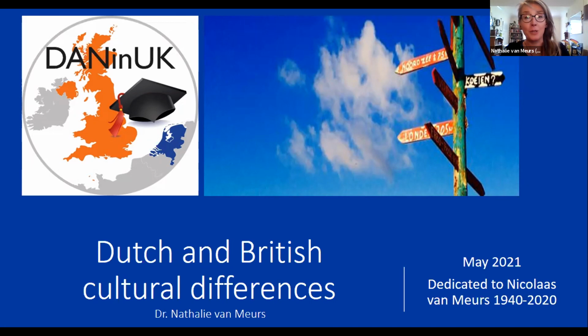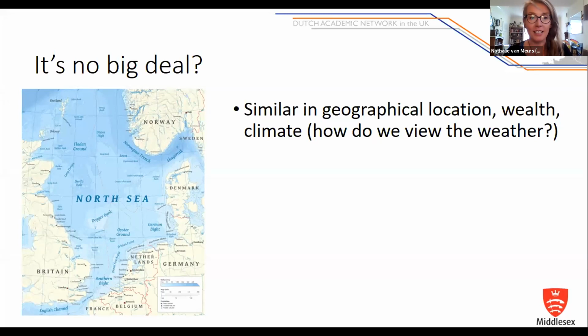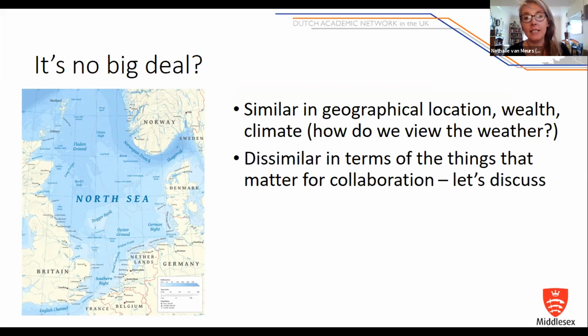So really, is this a big deal then? Us, right? We're kind of neighbors. There's a North Sea between us, and we're so similar in terms of our geographical location, our wealth, and our climate. And I think it's really interesting that all three of us mention how we talk, or maybe don't talk, about the weather. But we are dissimilar in terms of the things that matter for collaboration. And so this is what I'd like to discuss in this brief talk.